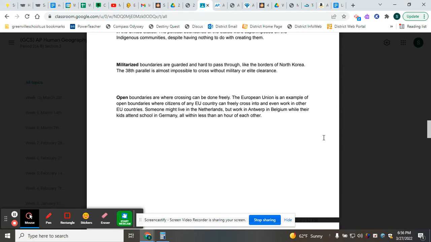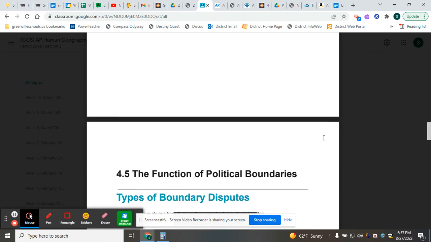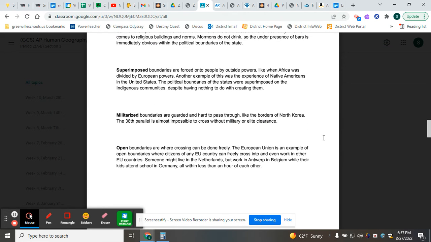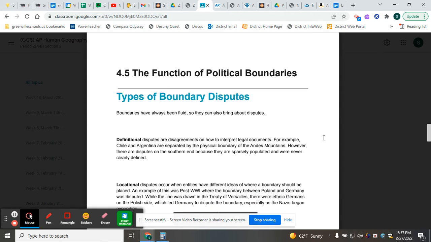Open boundaries are where crossing can be done freely. The European Union is an example of open boundaries where citizens of any EU country can freely cross into and even work in other EU countries. Someone might live in the Netherlands but work in Antwerp, Belgium, while their kids attend school in Germany, all within less than an hour of each other. And with open boundaries, again, there's nothing that prohibits you from living, working, studying, traveling in that area. Okay.